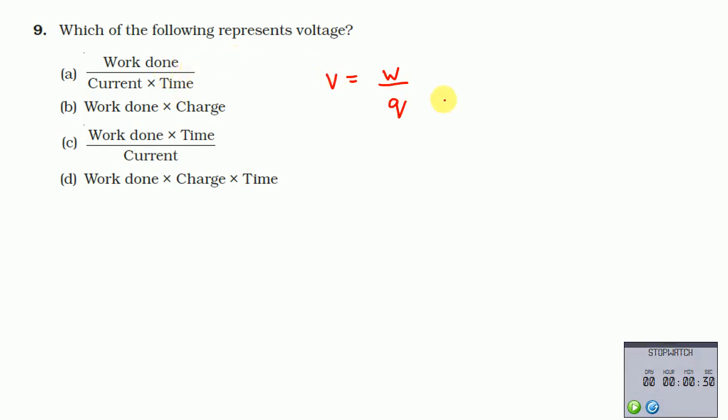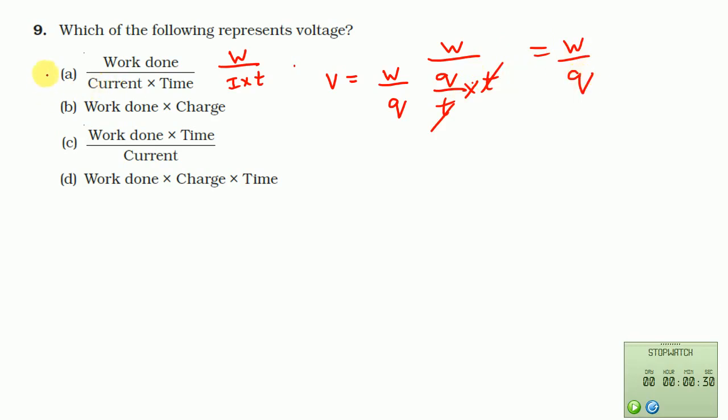Now, work done is W, current is I, time is T. So can we write I as Q by T? W by Q by T into T. T cancels. We are getting W by Q. So isn't it the correct answer, right? The option was A, so we got the correct answer in the first only, but we will check all of them.